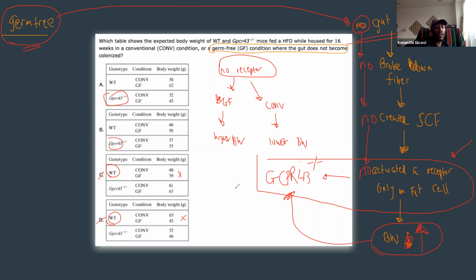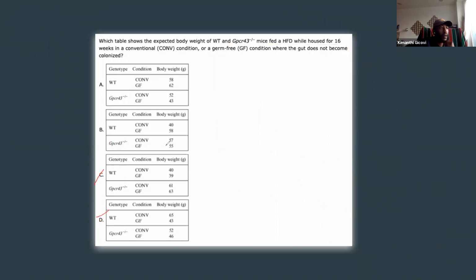Perfect. So when the receptor was there, what happened to the body weight? The body weight dropped when the receptor was present. When the receptor was not there, what happened? It went up. When you were in a germ-free environment, what happened? It went up. So would it be fair to say now that the germ-free environment and the no receptor condition are the same thing, ladies and gentlemen?